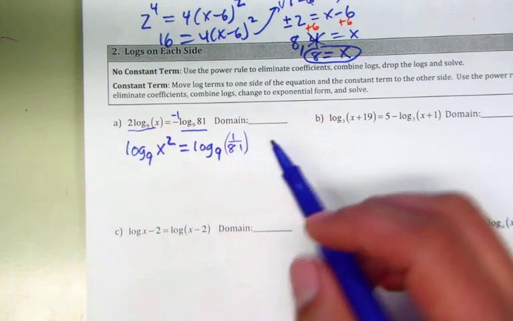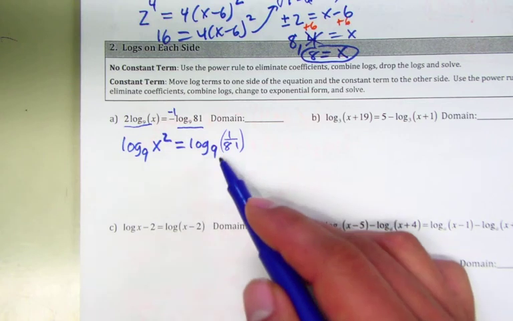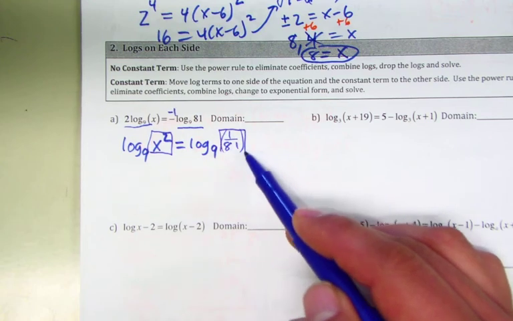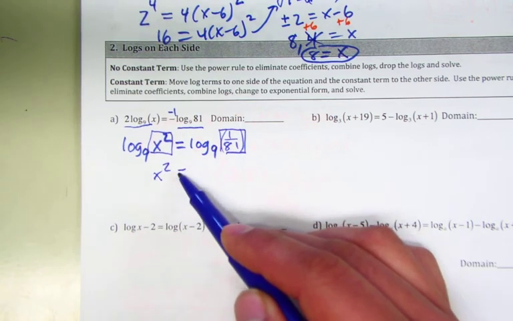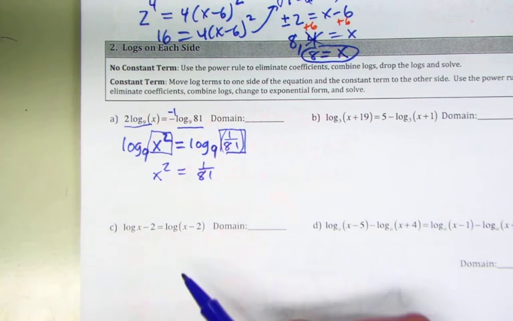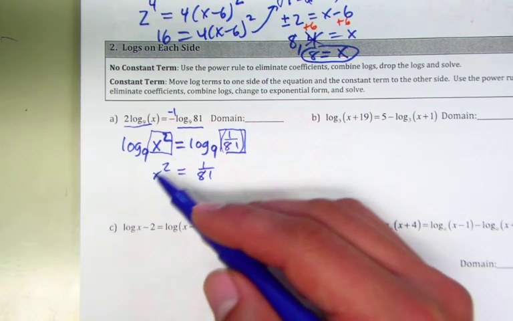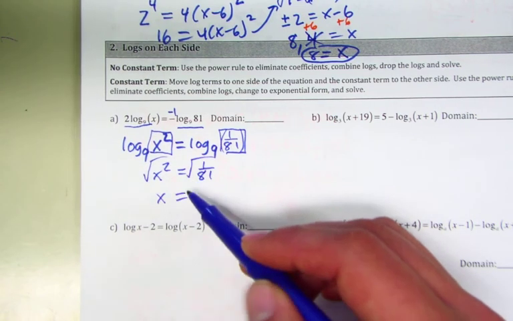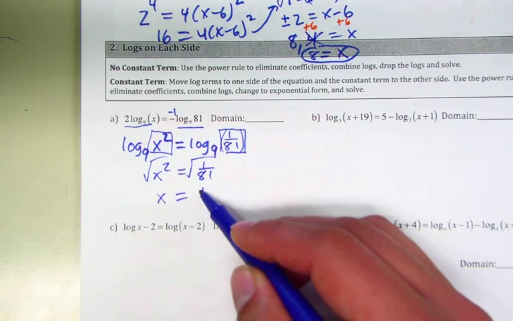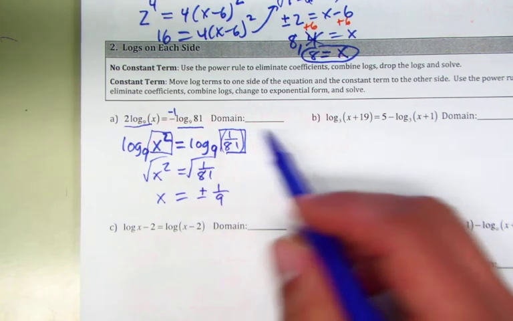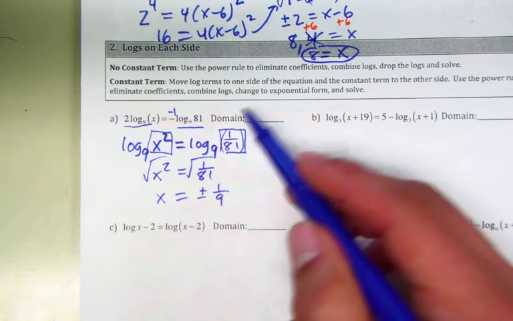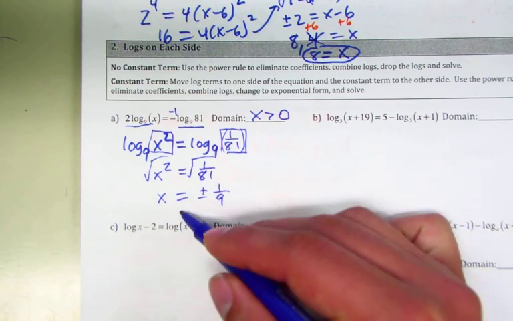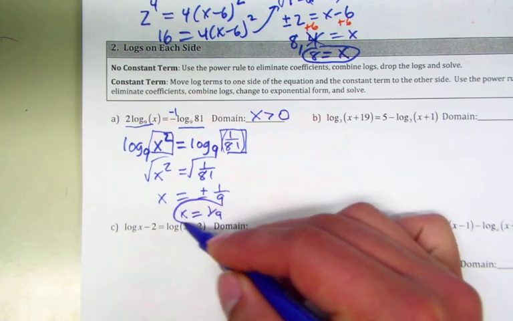Once we have log base 9 on both sides, we essentially just look at the arguments, or the inside, right? So x squared can equal 1 over 81. And now, square root both sides, so x equals plus or minus 1/9. But we forgot to do this. What's the domain here? X has to be greater than 0, so we're going to ignore the negative. Yeah, so this is our only answer, 1/9.